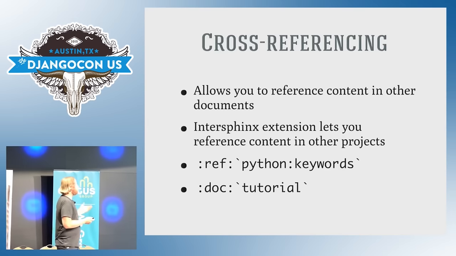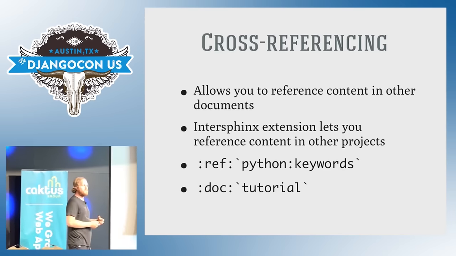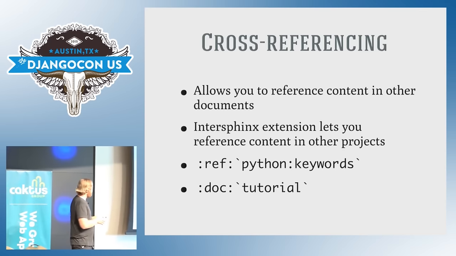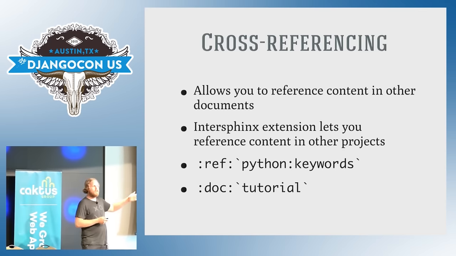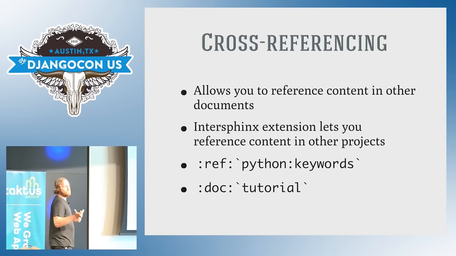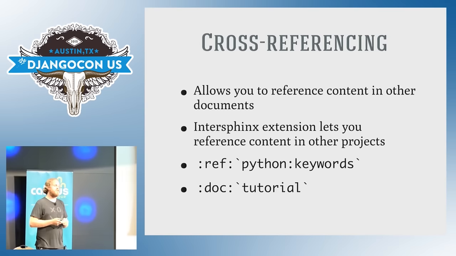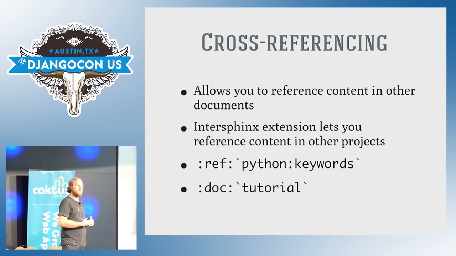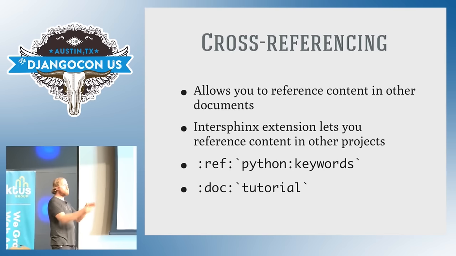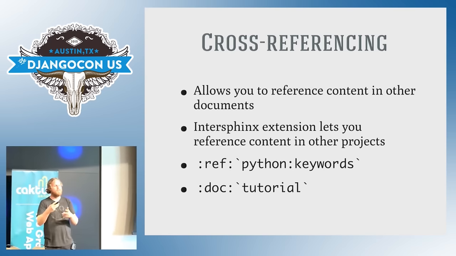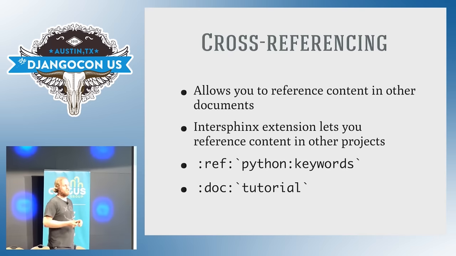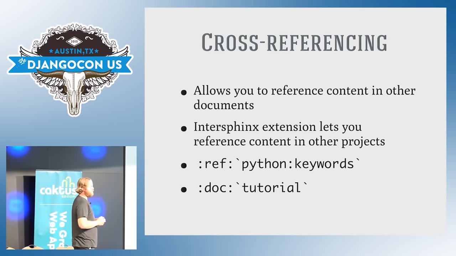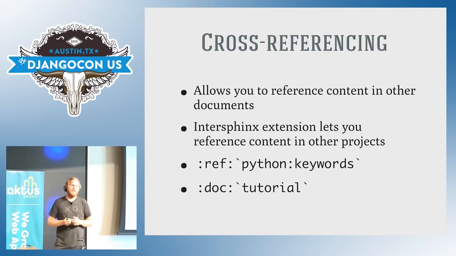So if I want to reference the keyword part of the Python documentation in my docs, I just reference Python with the keyword. That'll take me to the reference for keywords in the Python documentation and generate a link in my own documentation. And if Python moves where the keyword reference is, I just rebuild my docs and it automatically relinks to where Python moved its references. This is super powerful because it makes your documentation way less brittle.